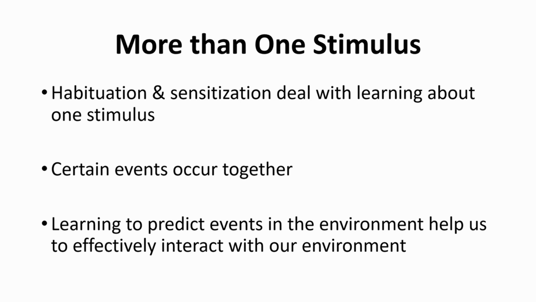Now, this learning can be used to help us predict events in our environment, to help us more effectively interact with our environment. Now, these events can either co-occur, sort of happening together at the same time, or they can happen one after another, maybe with a cause and effect type of relationship. But whatever the case, the association or the linking of these events is something that we can learn about.